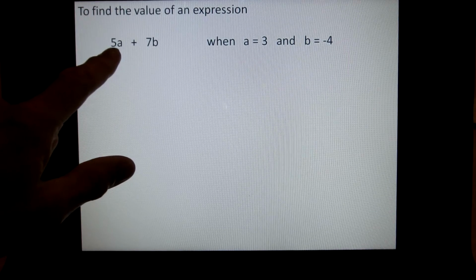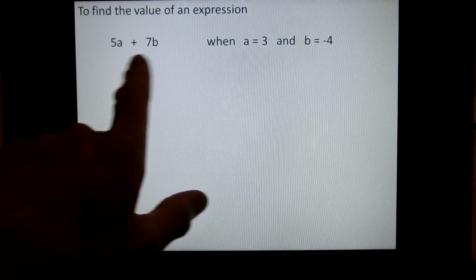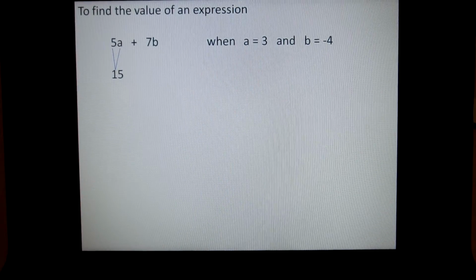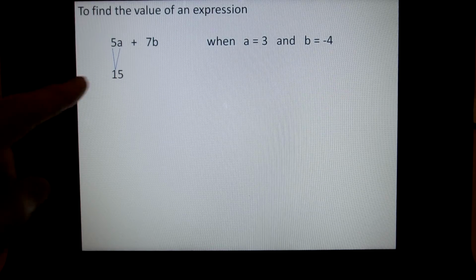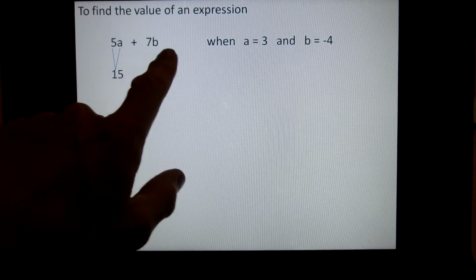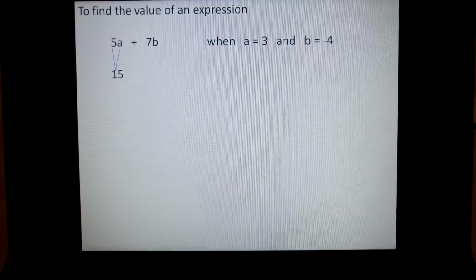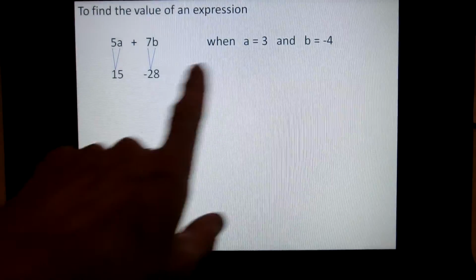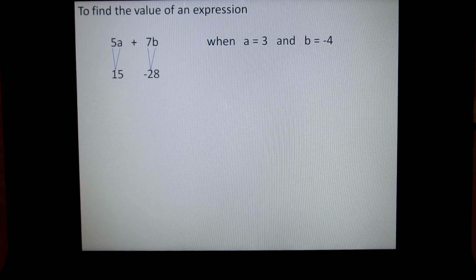So we do this operation first, 5 times a. 5 times 3 is 15. What I'm using here is an arithmetic tree just to show what I'm doing, but it also acts as a very good way of showing somebody who's reading your work what you did. Now the second multiply, 7 lots of negative 4. 7 lots of negative 4 is negative 28. A positive times a negative is a negative result. So you may want to rewatch the video about operations with negative numbers.